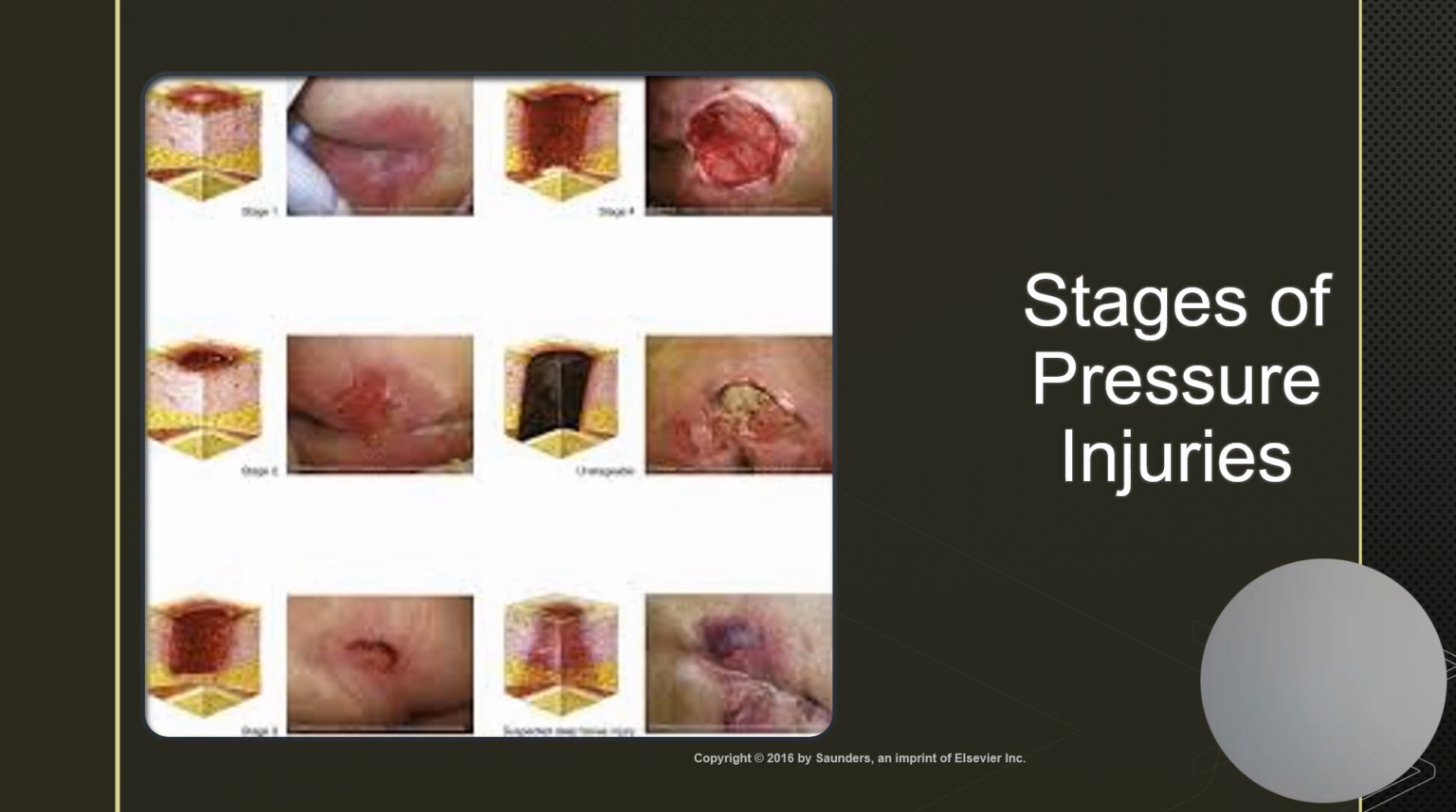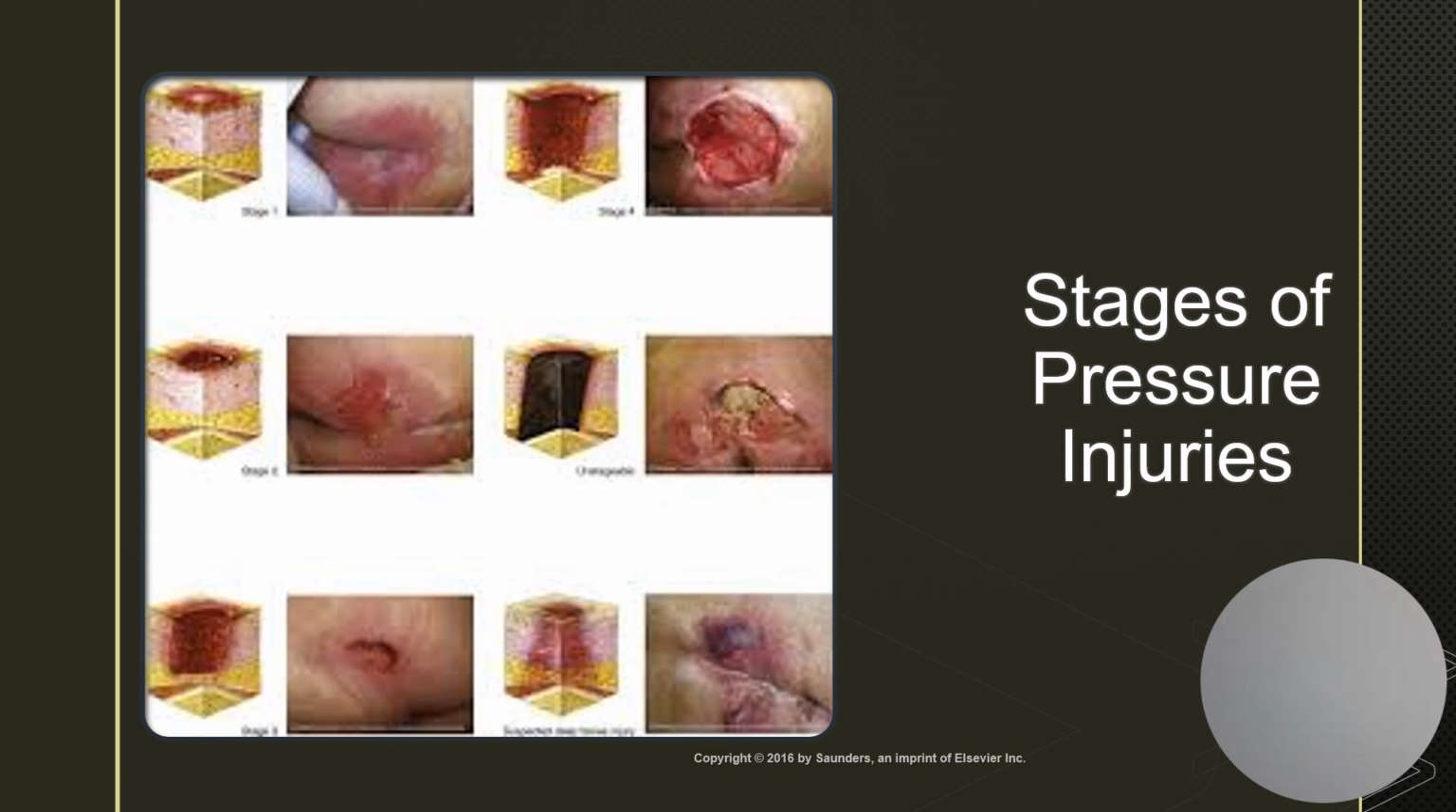The blister originally may have been filled with serum, so just a fluid-filled blister, but then at some point it becomes filled with blood. So then it has evolved from a stage 2 into a DTI. If a DTI were to open, we know that there would be at least a stage 3 pressure injury. However, there's a lot of DTIs that can resolve without ever opening.